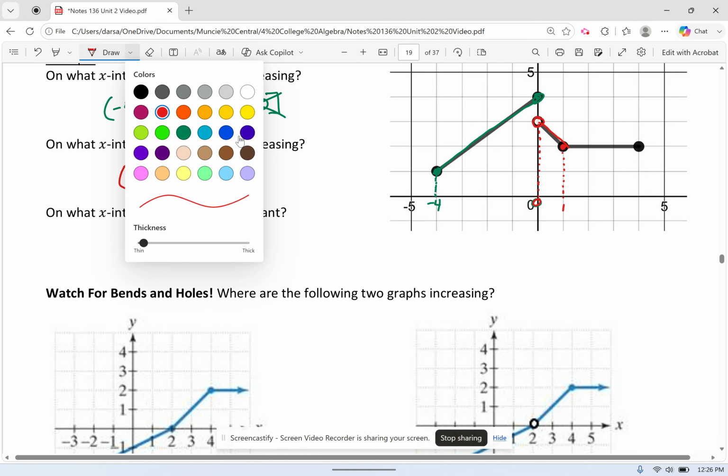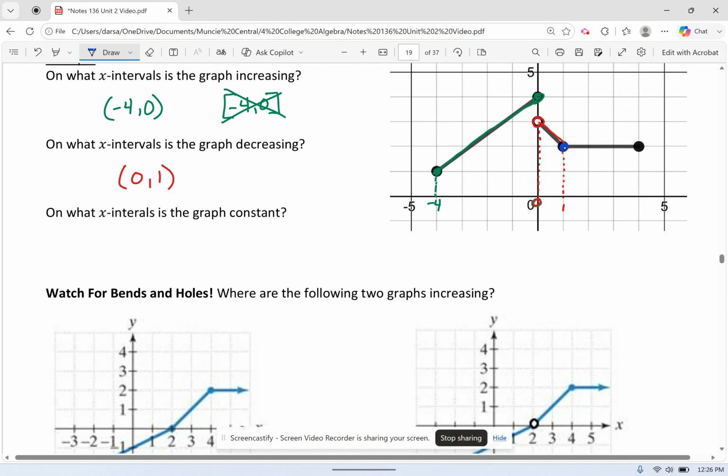What about constant? Where is this thing flat? Well, it starts being flat here and it ends being flat here. So it starts being flat at 1 and it ends being flat at 2, 3, 4. So it is constant on 1 to 4.